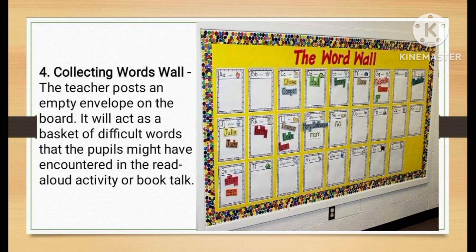Number 4, collecting words wall. The teacher posts an empty envelope on the board. It will act as a basket of difficult words that the pupils might have encountered in the read aloud activity or book talk. Curiosity among the learners is heightened in this activity. In that way, the pupils can try to read a book or the literary piece that others have read.